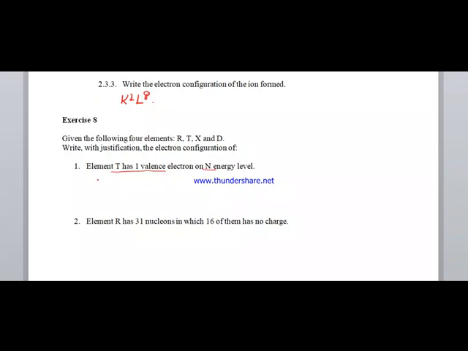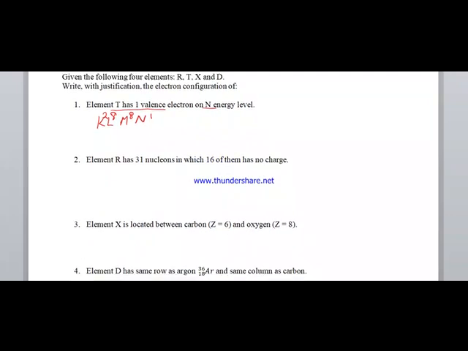Since we have an energy level M, we have K, L, M, and N. And we have one valence electron on energy level M, so the other energy levels will be complete. K with 2, L with 8, M with 1. This is the electron configuration of element T.